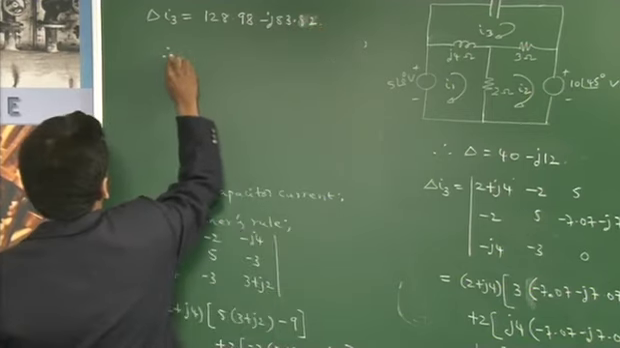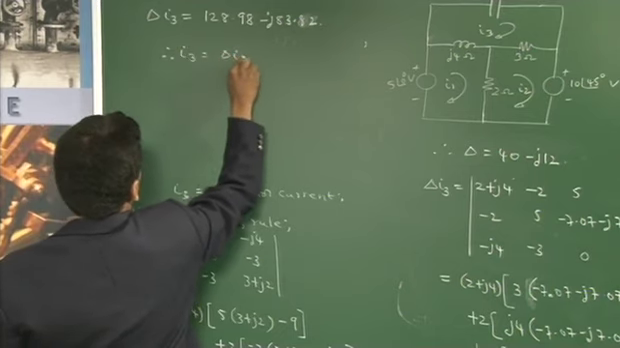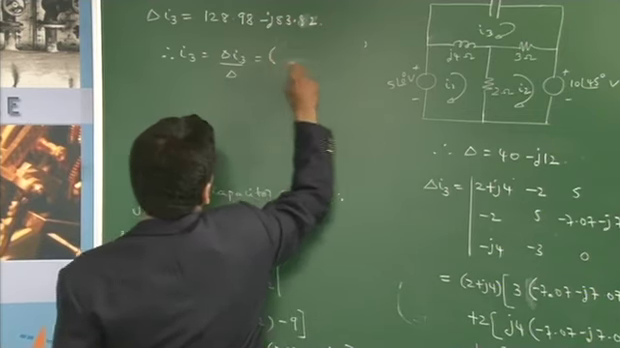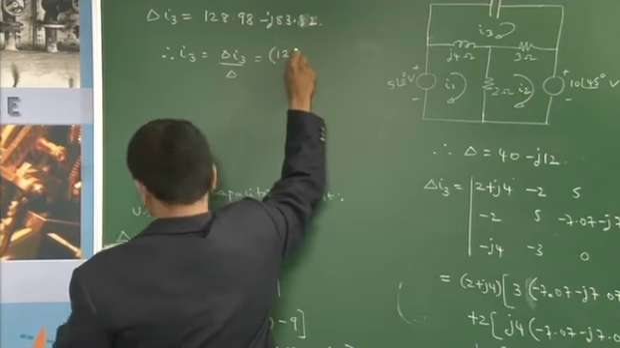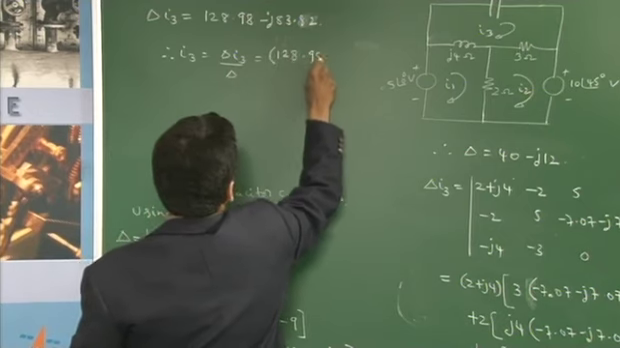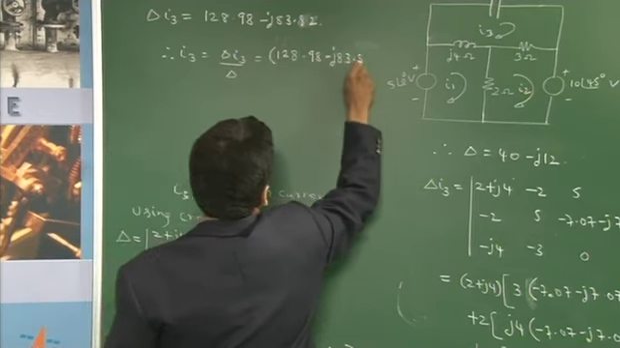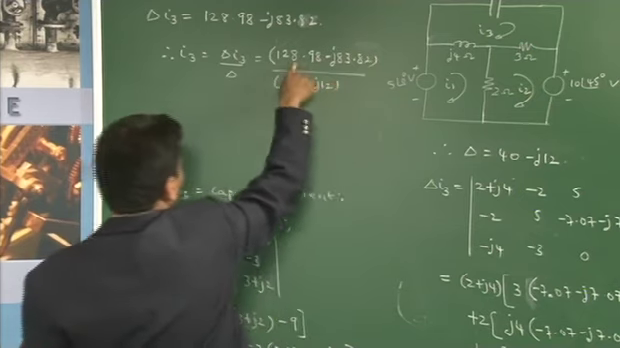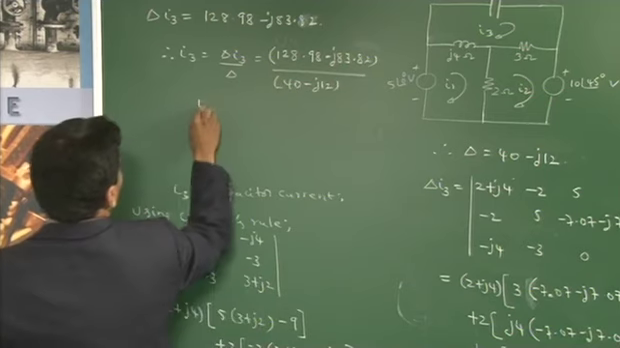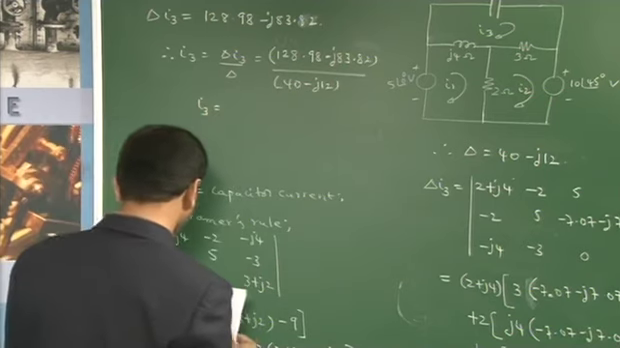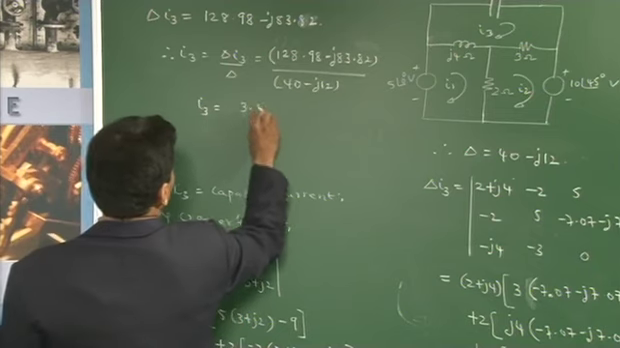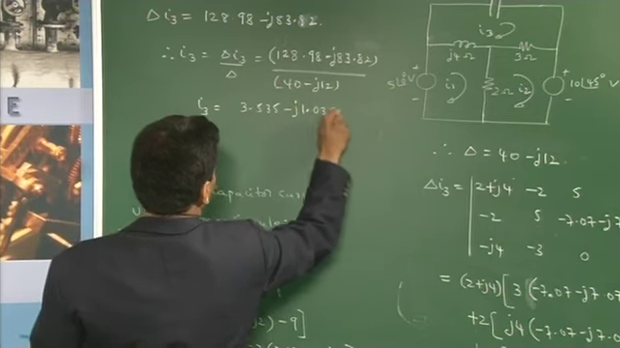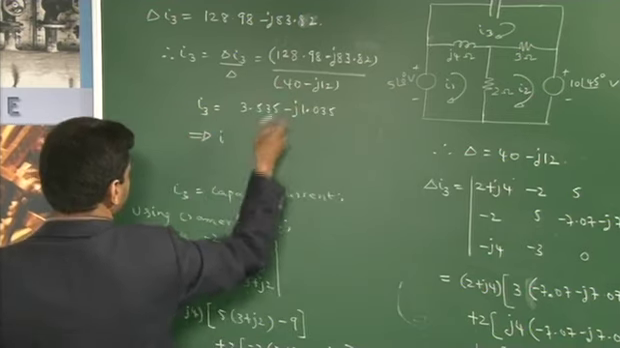So therefore, I3 is now equal to delta I3 divided by delta. In the calculator, you have to substitute this in brackets: 128.98 minus j83.82 whole divided by 40 minus j12 in brackets, because this represents a single complex number. Then I3 you get as 3.535 minus j1.035. This is in the rectangular form.